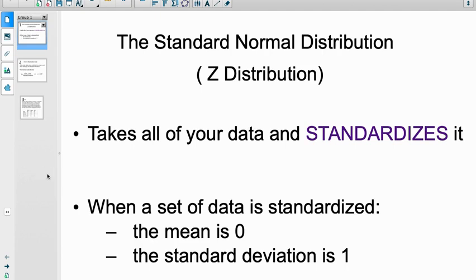Hello everyone. Today we're going to talk about the standard normal distribution, or what's called a Z distribution. What this is, is taking all of your data and standardizing it, which is just a very simple process, which then leads to your data having a mean of 0 and a standard deviation of 1. So when a data set is standardized, the mean will be 0 and the standard deviation is 1, no matter what your original data is.